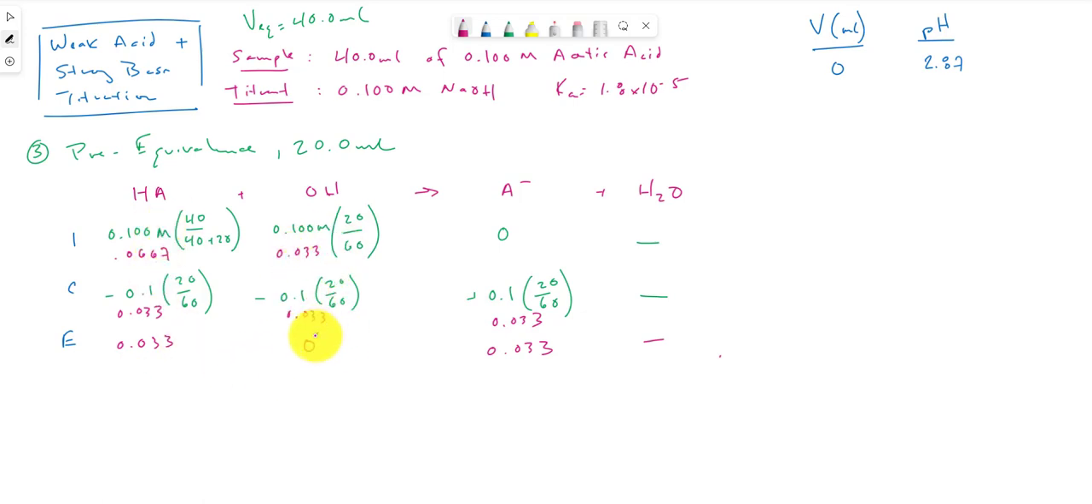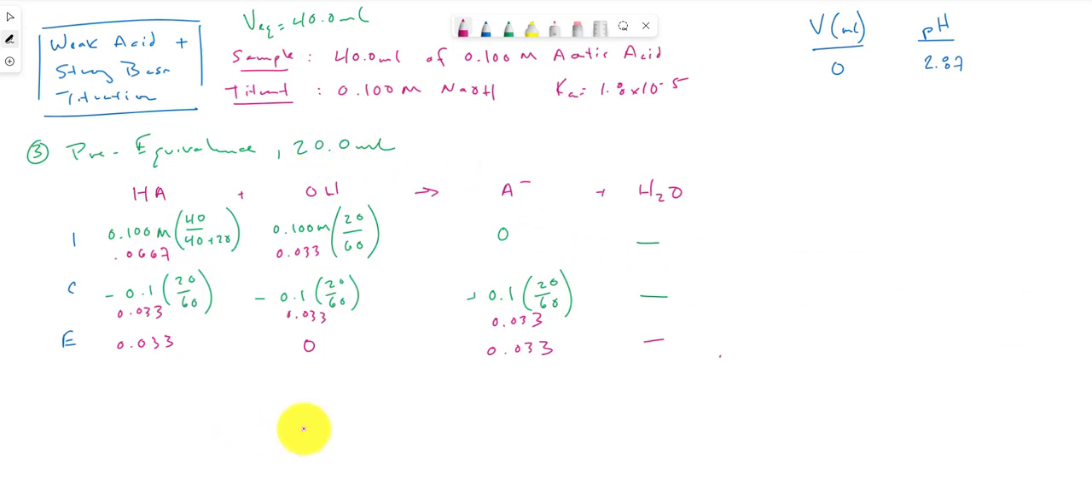Subtracting 0.033 from 0.033, that is 0. That should be intuitive because that is all the OH that runs out because it fully reacts with HA, and that means we now have 0.033 because we converted exactly half of the HA to A minus.